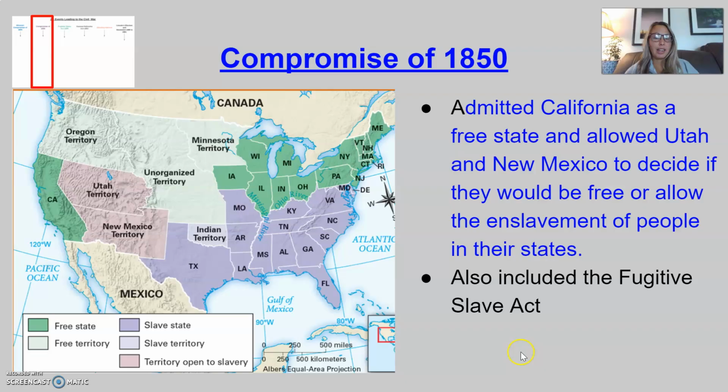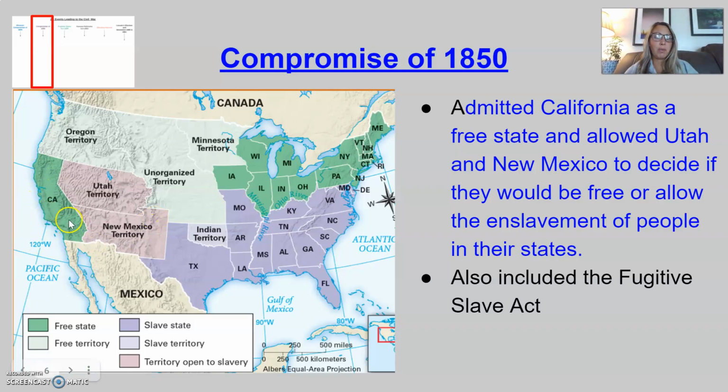So we're now moving into our second column, our second topic, and that's the Compromise of 1850. For this, we're going all the way out west to California, so the state that's on the far west in green. So in the Compromise of 1850, it admitted California as a free state, and then said, hey, Utah and New Mexico, you get to decide whether or not you are going to allow the enslavement of people or not. All right, so they got to have a choice.